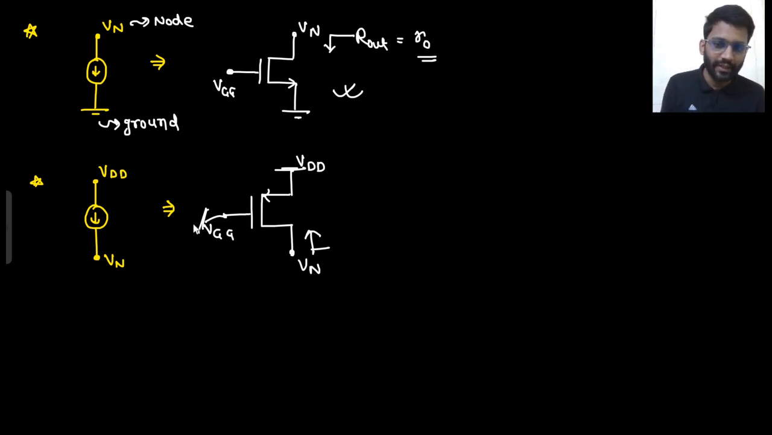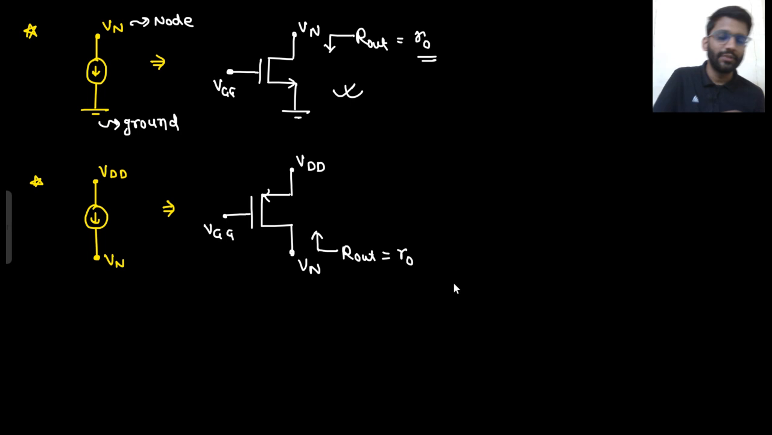That's it. VDD is gone, VGG is gone. So VSG is gone. If VSG is gone, that means zero current. So MOS is replaced with open circuit. So from VN to ground, you see only R0. So what is the impedance you see? That is R out. From here, the impedance is R out.